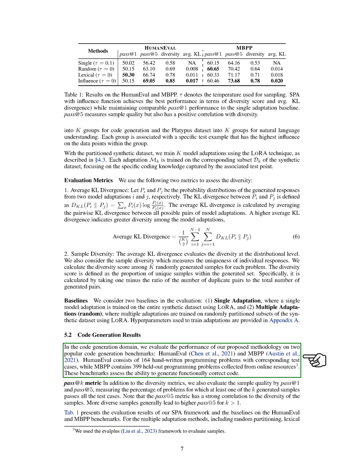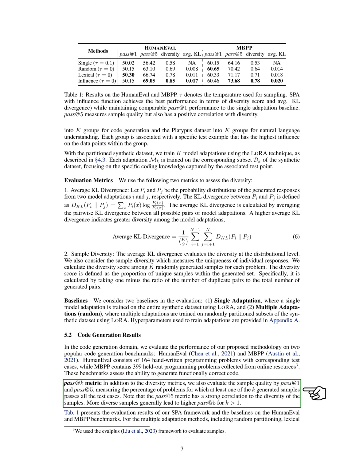In the code generation domain, we test our methodology on two benchmarks, HumanEval and MBPP. HumanEval includes 164 programming problems with test cases, while MBPP has 399 problems sourced from online materials. We evaluate the ability to generate functionally correct code using the pass@1 and pass@5 metrics, which measure the percentage of problems for which at least one of the generated samples passes all test cases.